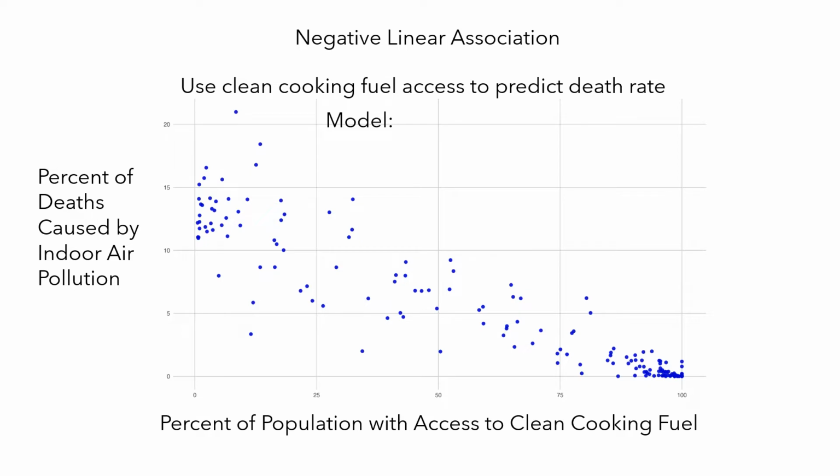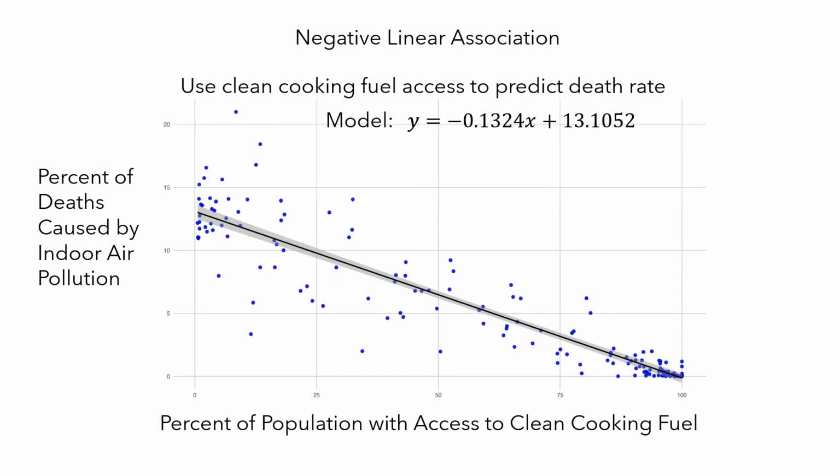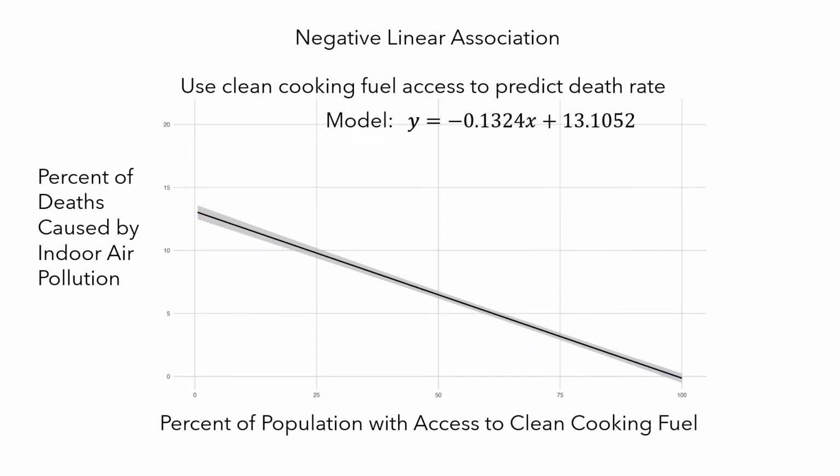Since the relationship is linear, we can try to model it using the equation for a line. In this generic model, b1 is the slope and b0 is the intercept. After we compute the values of these coefficients, we'll interpret them in the context of the situation. The line we create from our model should essentially minimize the overall distance between itself, the line, and the data points. We'll use a computer to construct the line, which has a slope of negative 0.1324 and an intercept of 13.1052. Let's interpret what these coefficients are telling us.